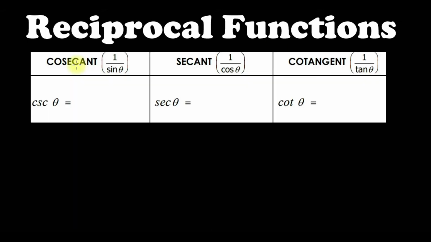Now the reciprocal functions are these functions. Cosecant is the reciprocal of sine because it's 1 over sine. Secant is the reciprocal of cosine because it's 1 over cosine. And then cotangent is the reciprocal of tangent because it's 1 over tangent.